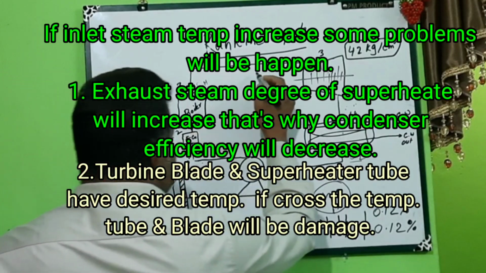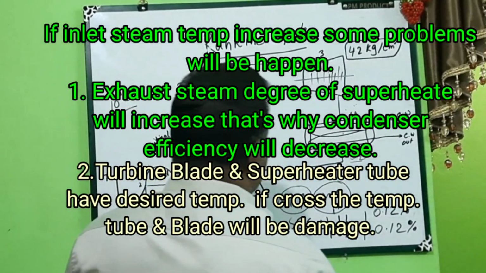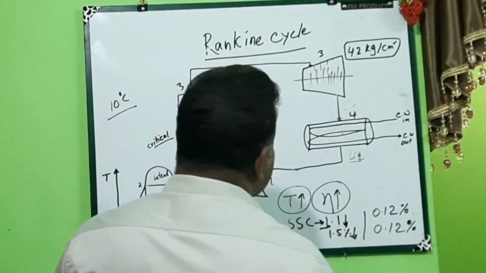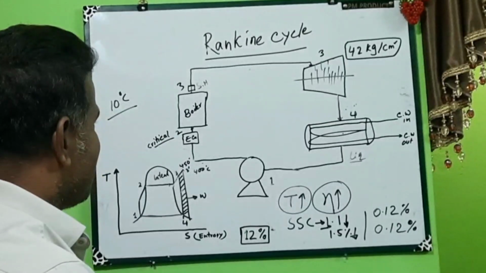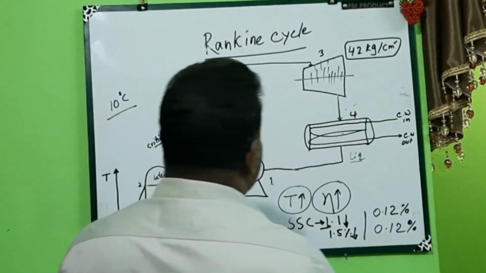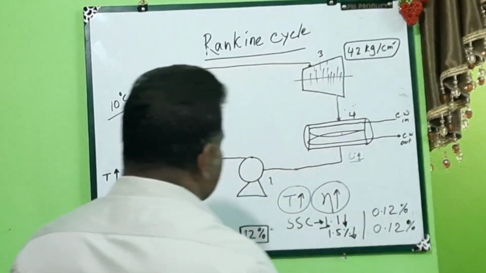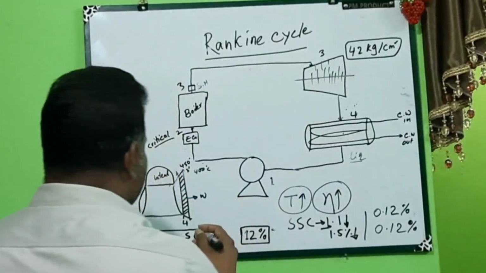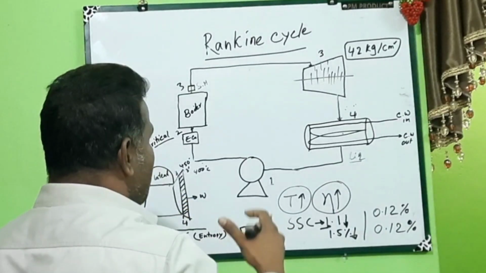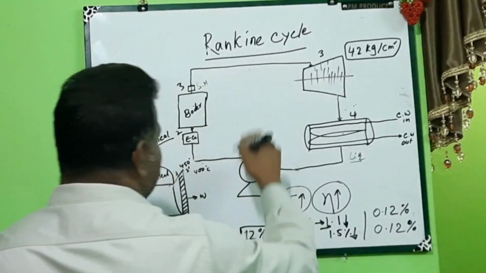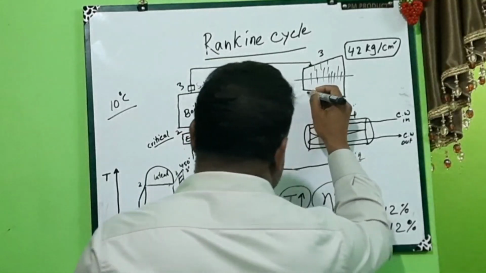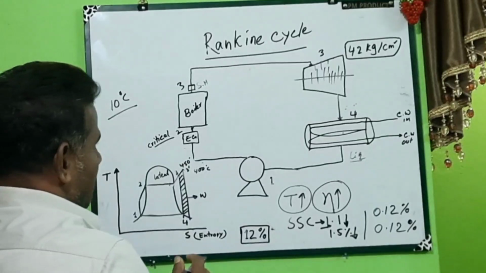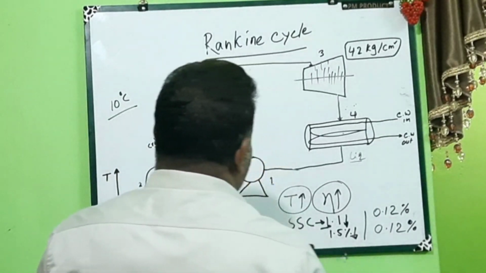So if you increase temperature, one advantage is also available. After increasing the temperature, what will happen? The turbine efficiency increases. This is one advantage. If you increase the inlet steam temperature, the turbine efficiency will be increased. And there is another advantage: if you increase inlet temperature, the net work increases, and more energy is available in the inlet steam. If more energy is available in the inlet steam, what will happen? Specific steam consumption will be reduced.